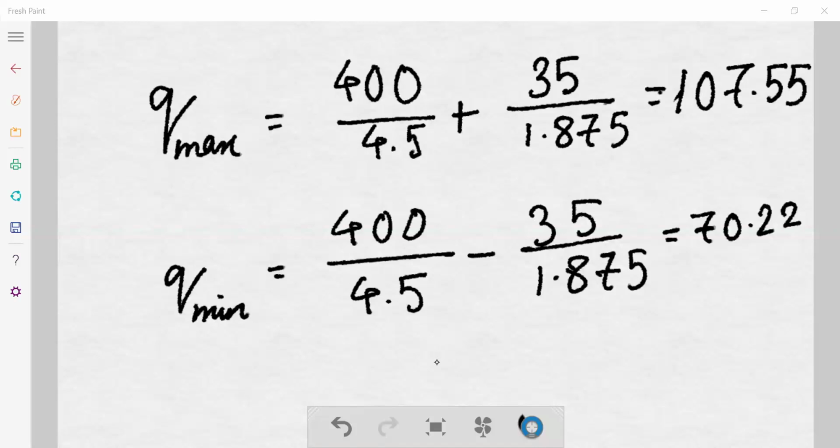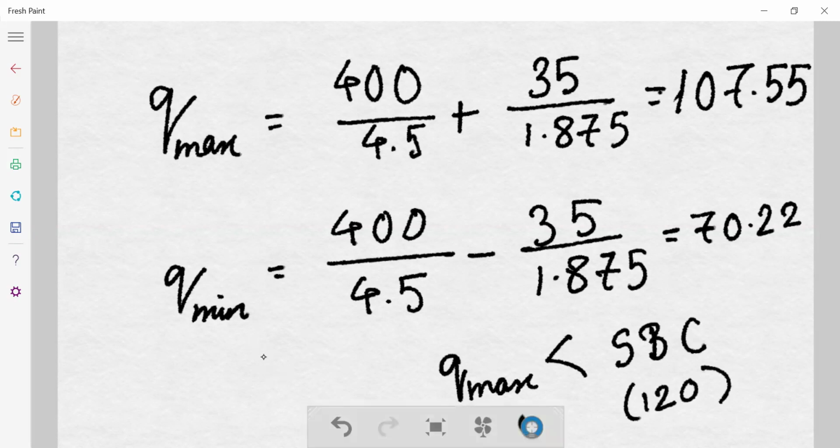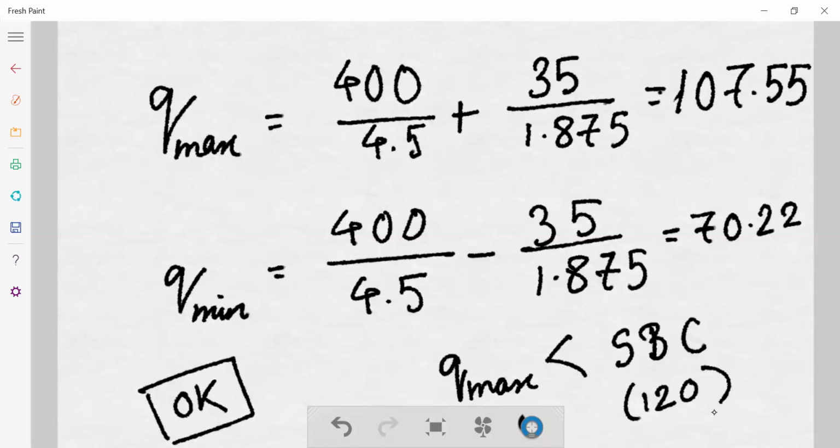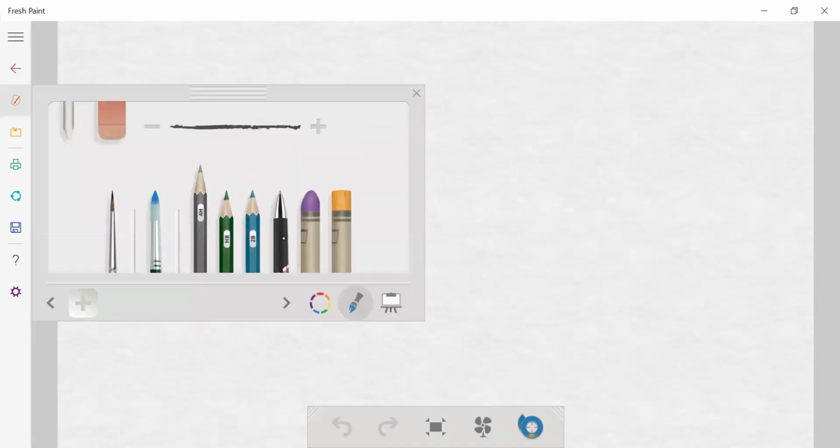Now the maximum soil pressure, Qmax, is actually less than the SBC, which was how much? 120. So we can say that it is an okay condition. Maximum pressure is less than the SBC of the soil, that means the capacity of the soil. So it's fine. Now let us go into the design phase.